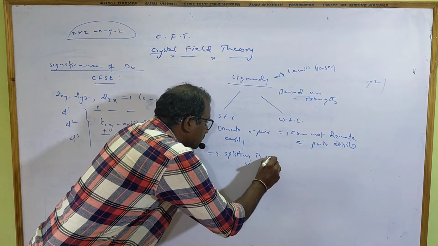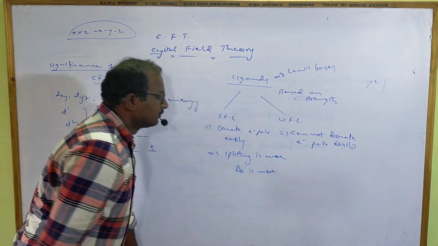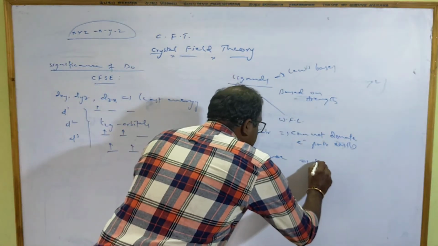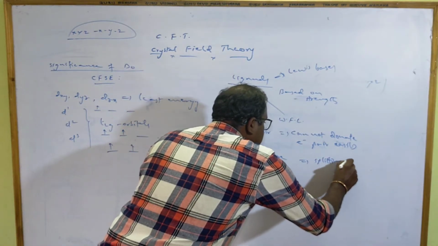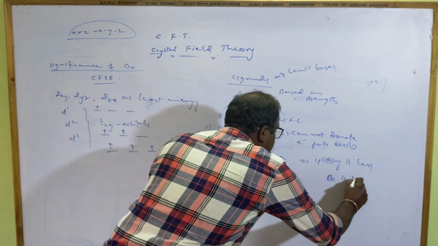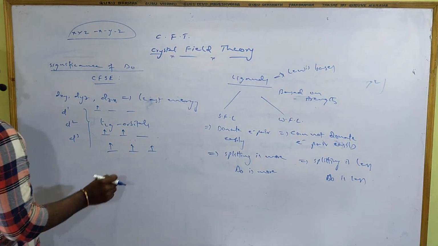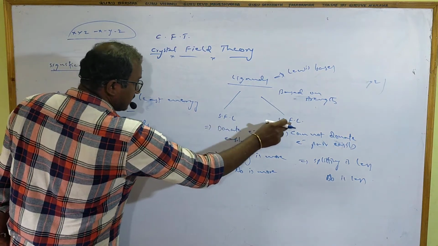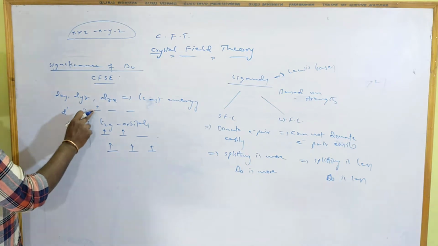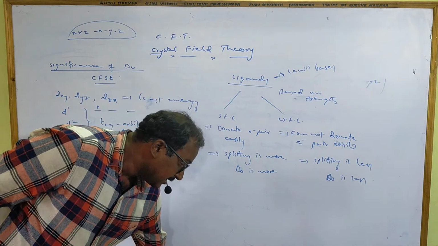Splitting is more. Means what? Delta O is more. When a weak field ligand is there, the splitting is less. That is, delta O is less. So, whether the strong field ligand or weak field ligand is there, for d1, d2, d3, the same type of arrangement will be there.